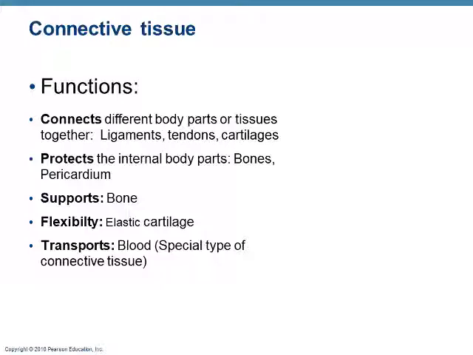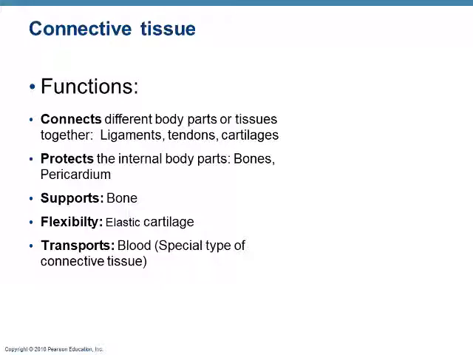Support. The skeleton is formed by connective tissue, right? Because here you have the bones and cartilages. So we know that the skeleton supports the whole body. Make sense? So which is formed by what? Connective tissue, bones and cartilages. Flexibility.